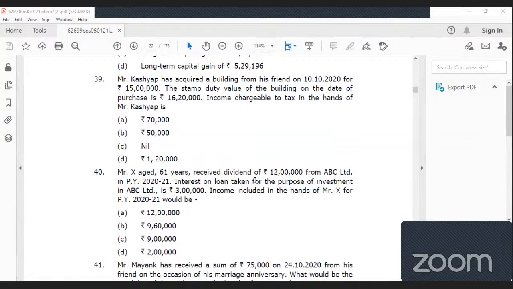सेक्शन 57 के आसपास डिडक्शंस आए, उसके नोट्स तुम्हारे पास? Yes, sir.